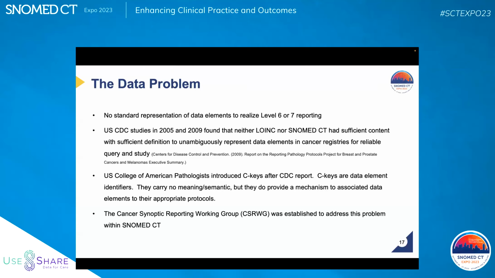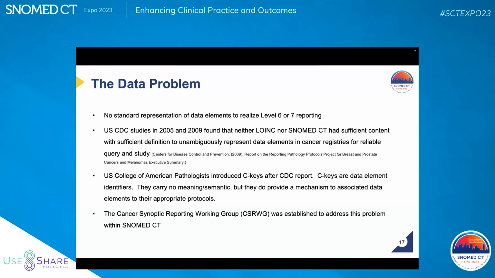But what CDC discovered, they did reporting pathology protocol studies that were written up, the final reports in 2005 and then again in 2009, and basically evaluated the ability to take information from the College of American Pathologists structured data sets and use SNOMED or LOINC to get it into the registries. And it was determined that none of those terminologies were sufficient to make that data unambiguous once it got into the registry. So they said, don't do that, please.